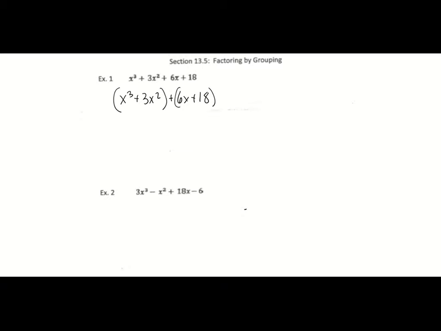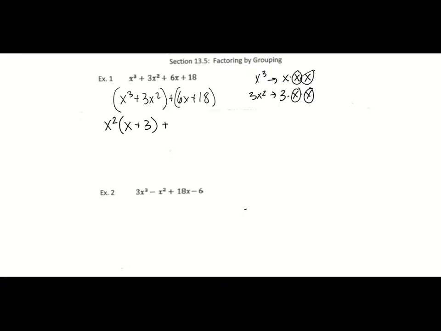So if I have x cubed plus 3x squared and I find the greatest common factor of just this piece, take x cubed and 3x squared, I have 3 x's up here and 2 x's down here. I can take out 2 x's from this first term. So I would have x squared on the outside, and I would be left with x plus 3 on the inside.